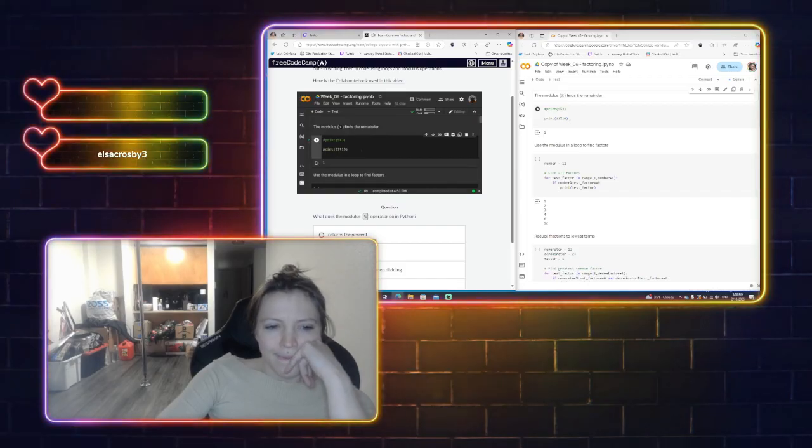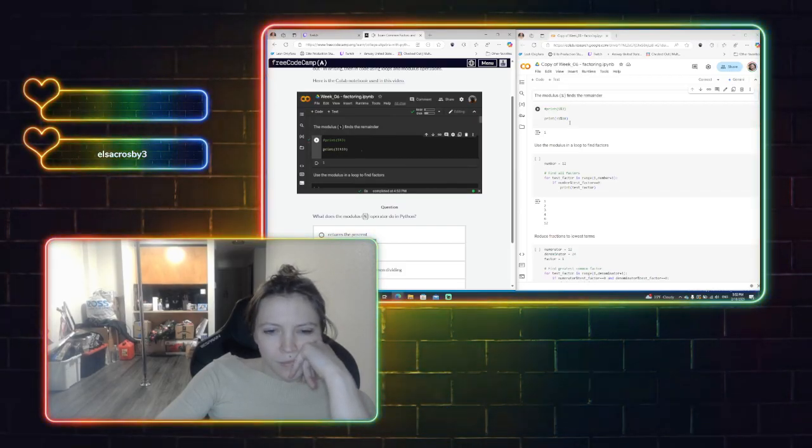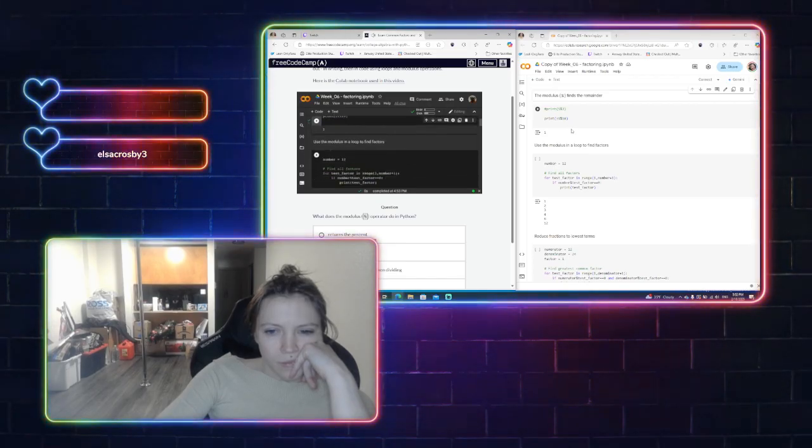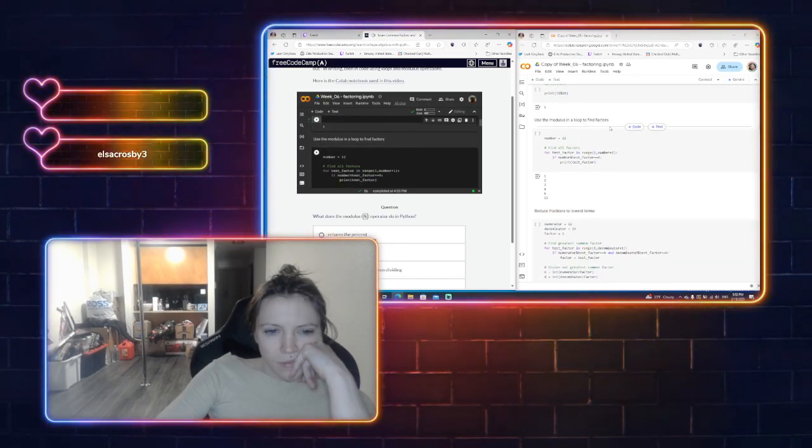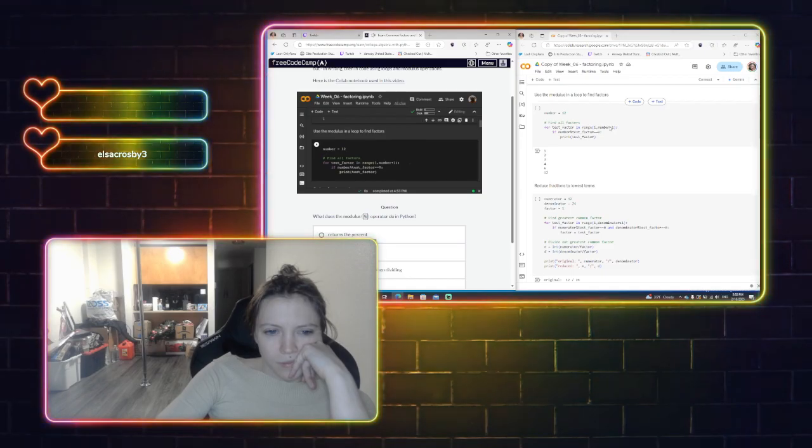Now that's going to be important for finding factors, because a remainder means that the number's not a factor. But if the remainder is 0, then it's a factor, and that's what we're going to do, use the modulus to find factors. So I just picked this number 12, and we're going to put this up in a loop.